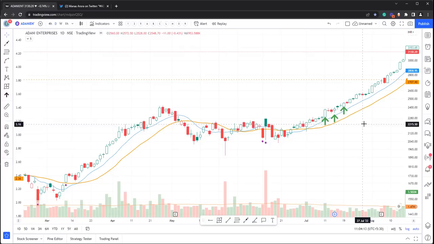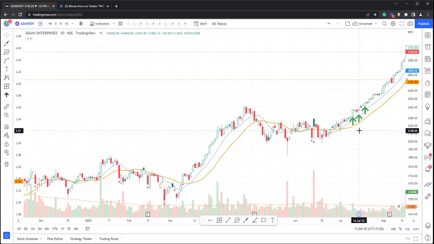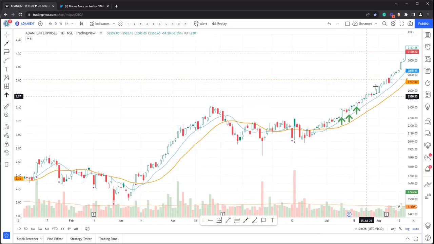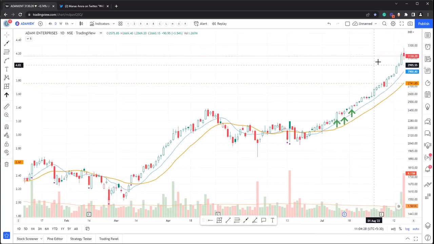So this was the whole video on buying Adani. How did I buy Adani out of the base, on this base breakout, add on the way up, and then ride it all the way to this level.